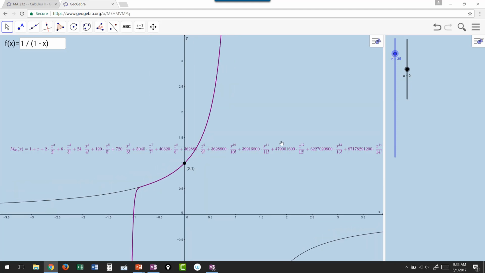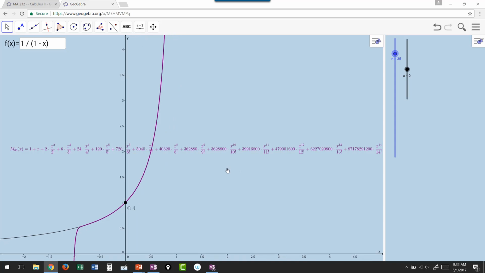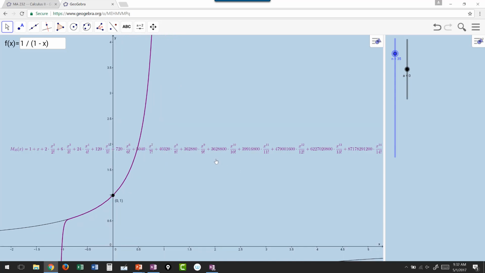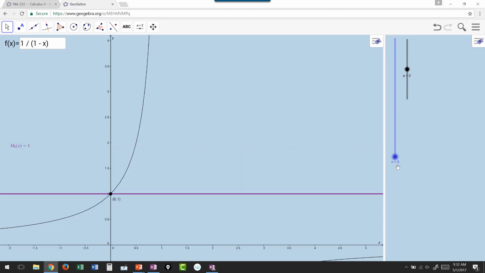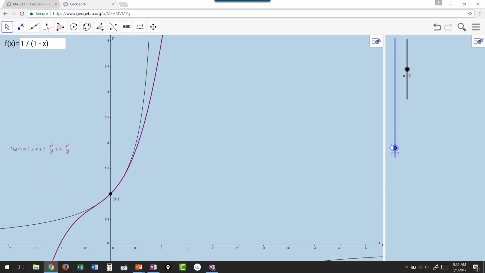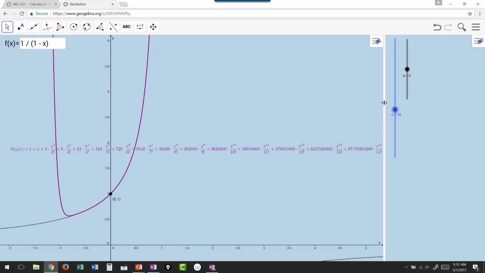I'm going to move our window a little bit and show that we're getting something similar happening on the right. So let me start over. All right, so I'm going to drag up, representing adding more and more terms. And we do a better and better job getting closer to x equals 1, but we never get past x equals 1.